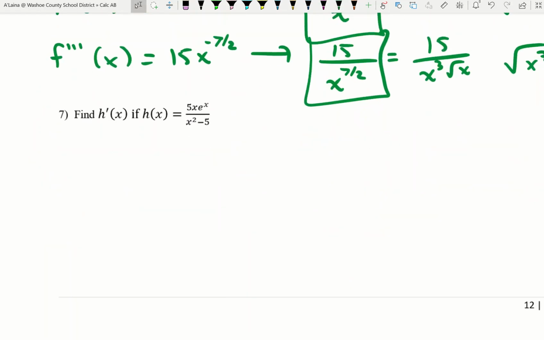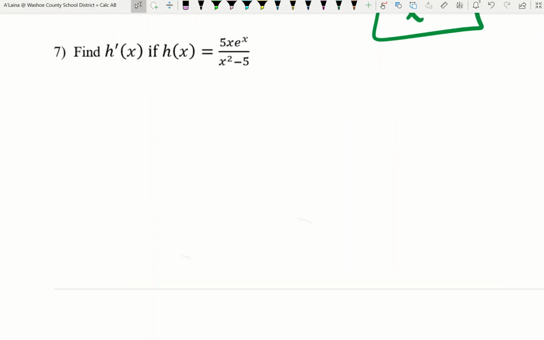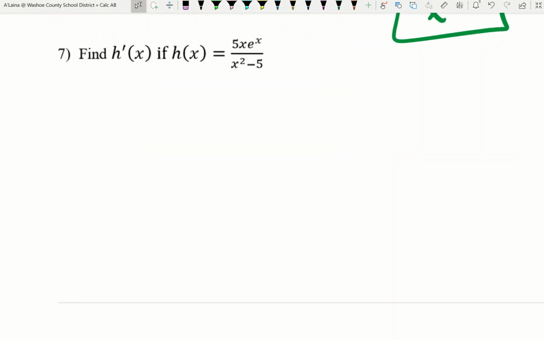All right, number 7. This is a really interesting problem because of the fact that we have 2 different rules in this problem. Now, I also need to give you, I think you guys may have done e to the x in the last video.